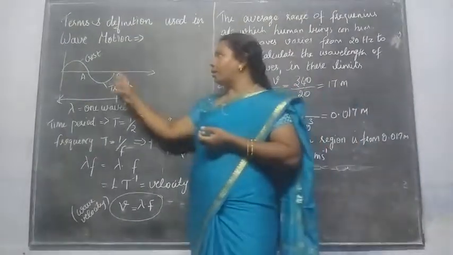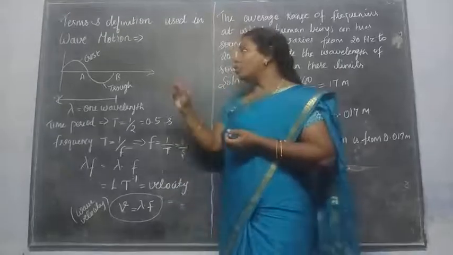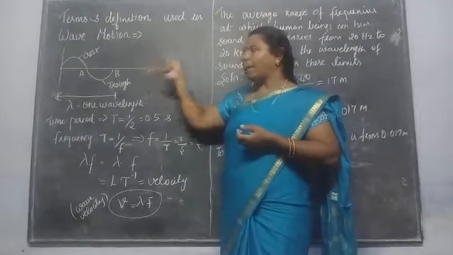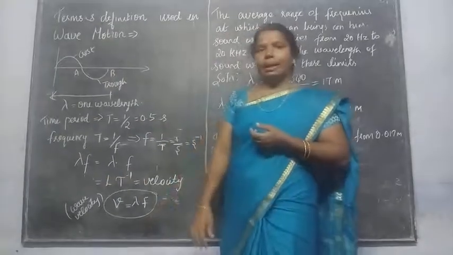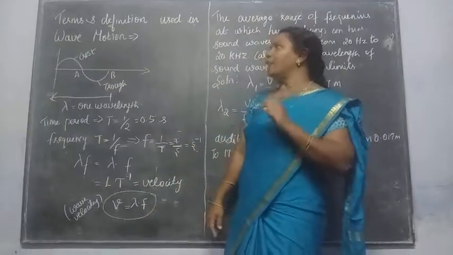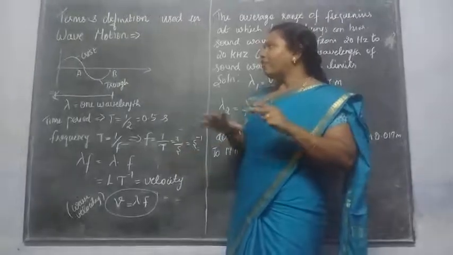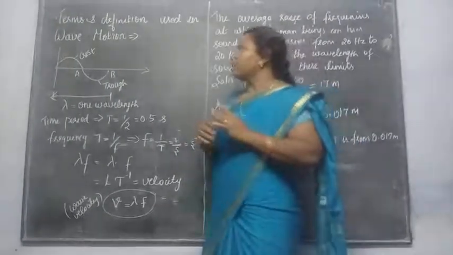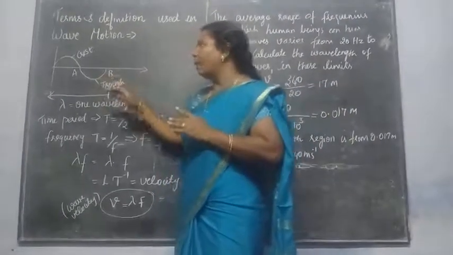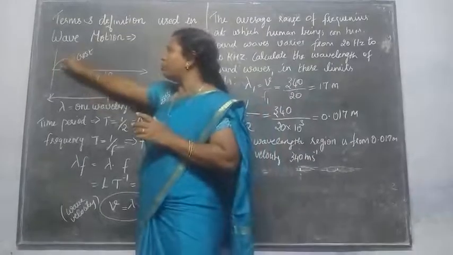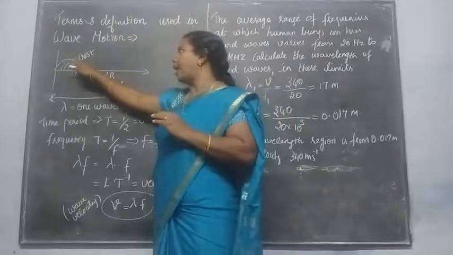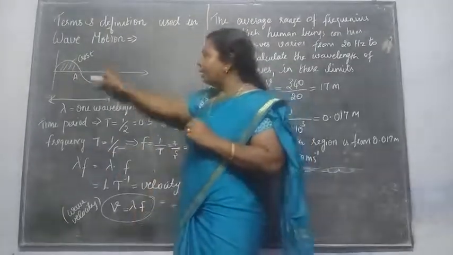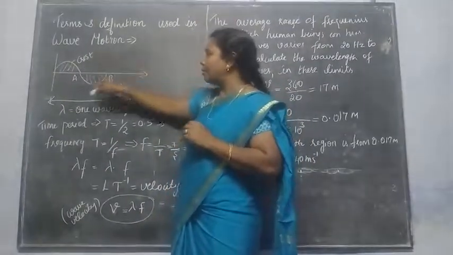Let us consider one string. If I apply a force on one end, it produces a pulse on the other end. Is it right? Yes. So these waves are produced. We differentiate the waves: the upper portion of the wave can be considered as a crest, and the downward portion can be considered as a trough.